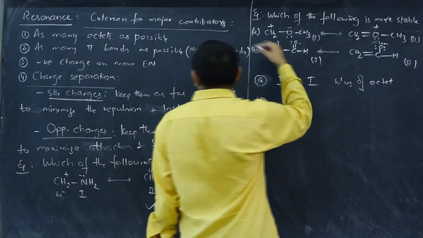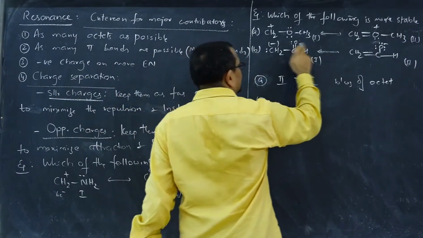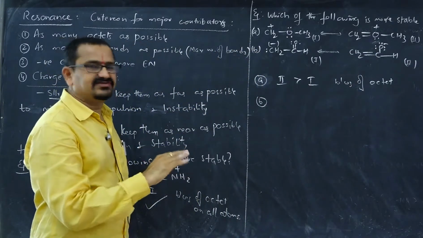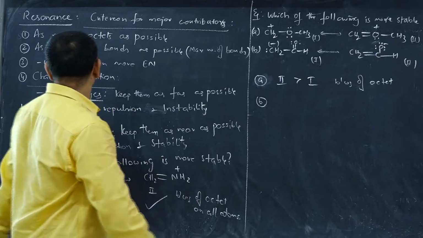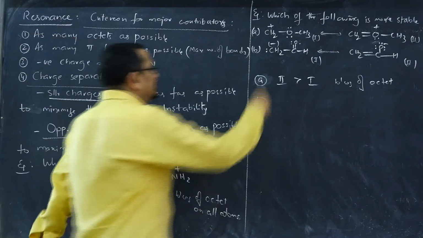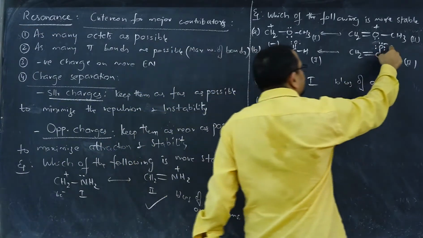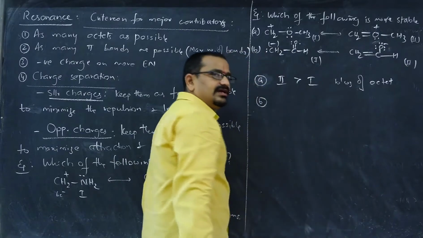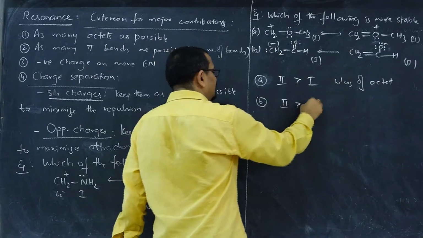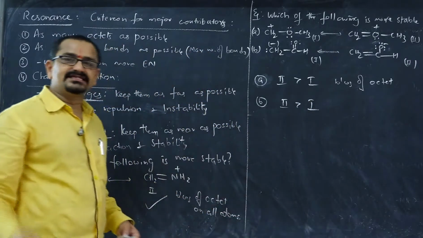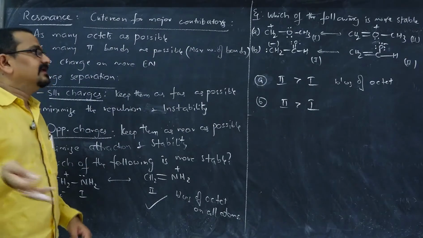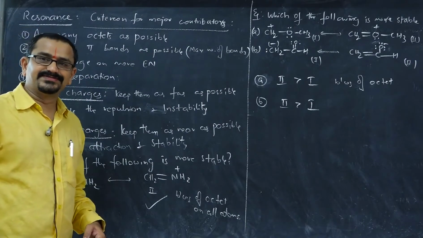And when it comes to the next point, that is number of pi bonds, 1 pi bond, 1 pi bond. Even pi bonds are similar. So there is a tie on octet rule as well as number of pi bonds. Then immediately we have to see the negative charge is on what type of atoms. Here negative charge is on carbon, here it is on oxygen. Relatively this is more electronegative, no? So negative charge should be on more electronegative atom. Therefore 2 is greater than 1. Like this we can follow these points and we can easily predict the major contributor for resonance.